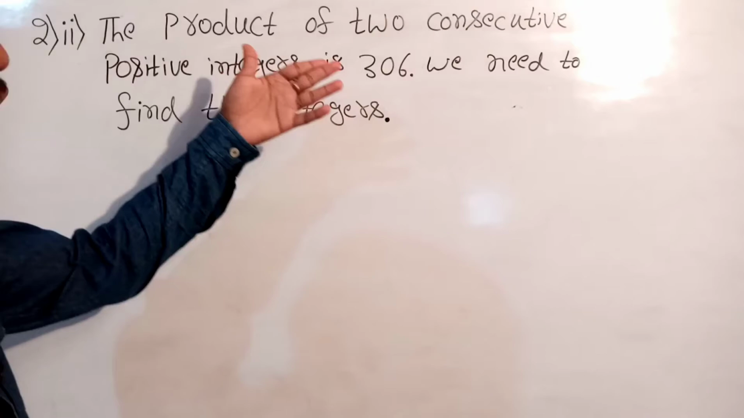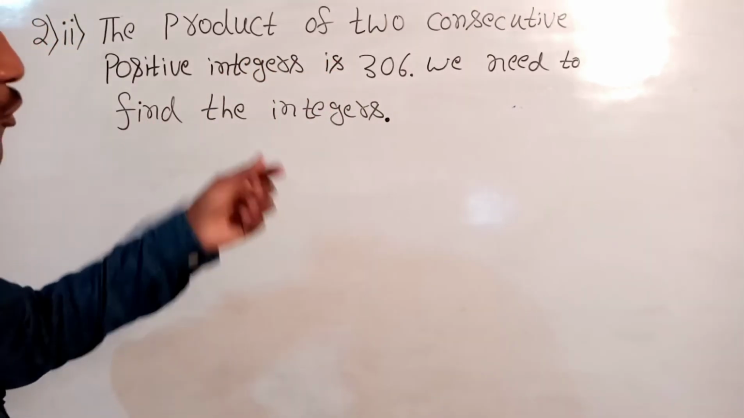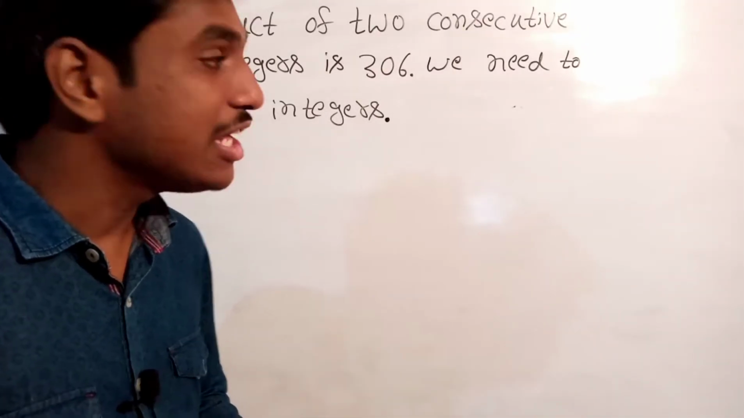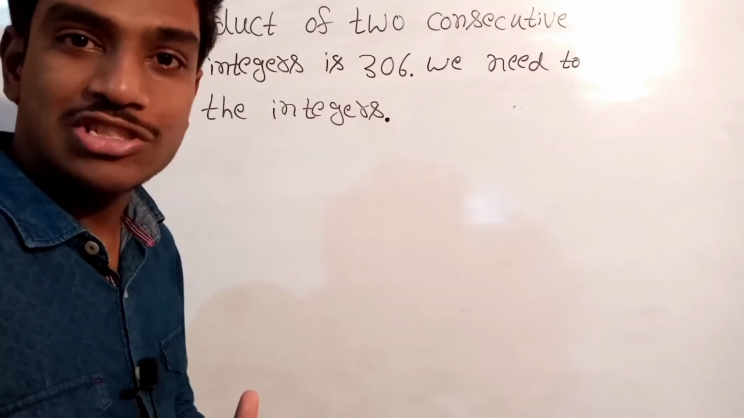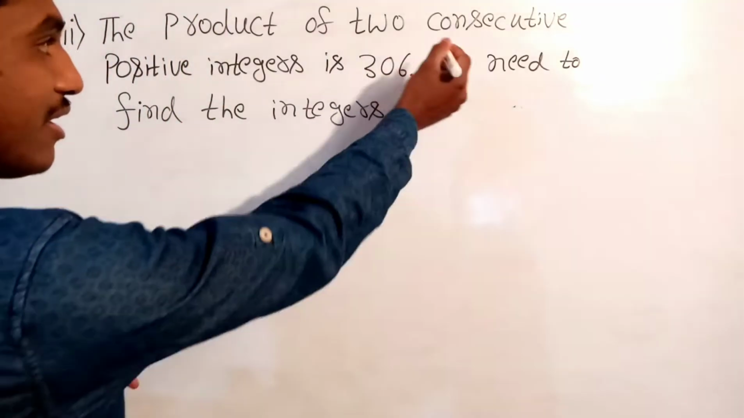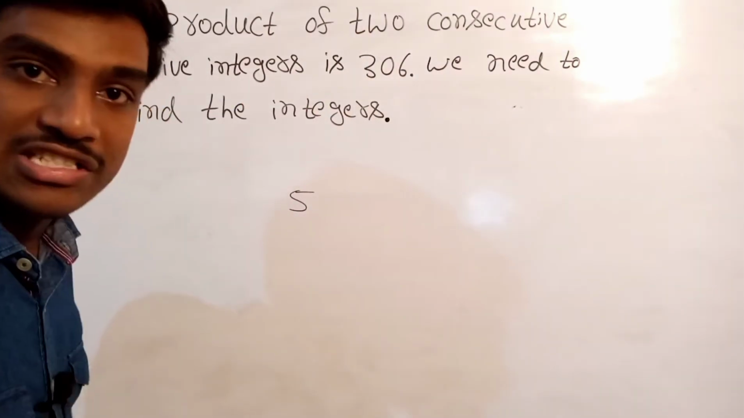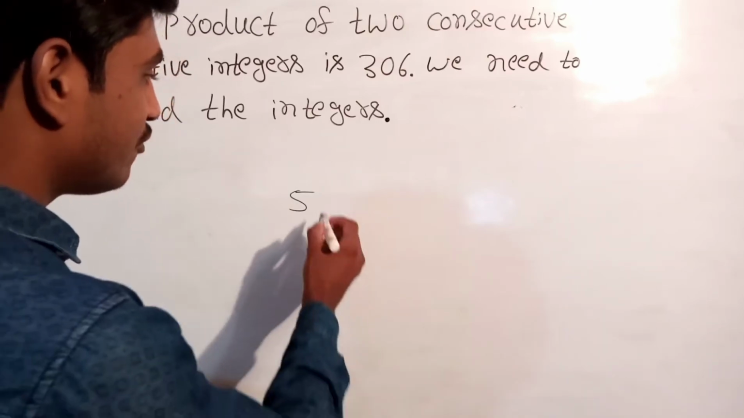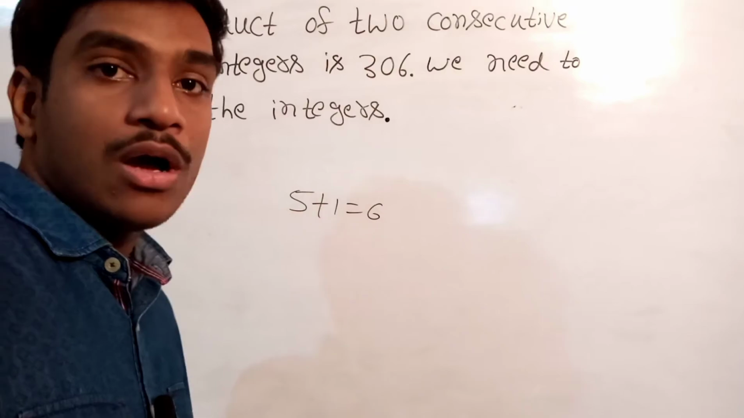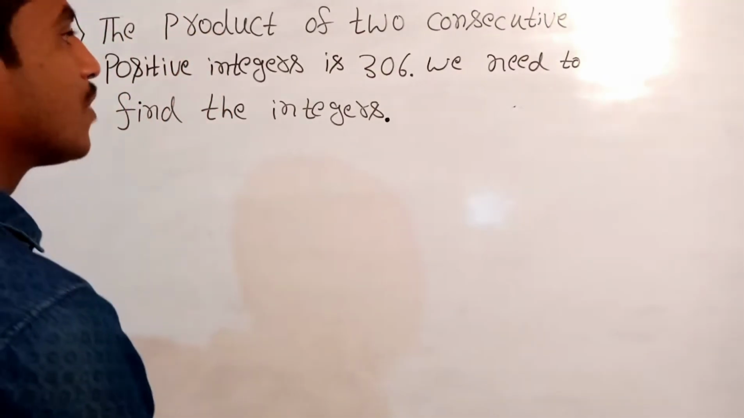The question is the product of two consecutive positive integers is 306. We need to find the integers, so we need to represent this in the form of a quadratic equation. Now the meaning of consecutive means next or continuous integers. Now for here they have asked consecutive positive integers. Now 5 is a positive integer. If we want the next integer, we need to add 1, so that we will get 6. So for any integer, to get the next integer, we need to add 1.